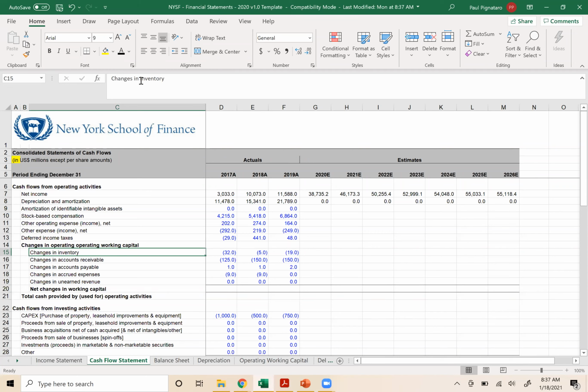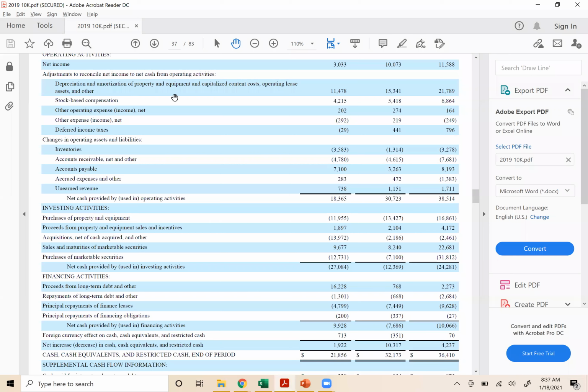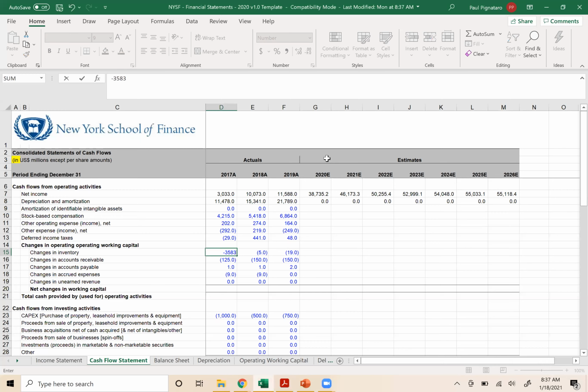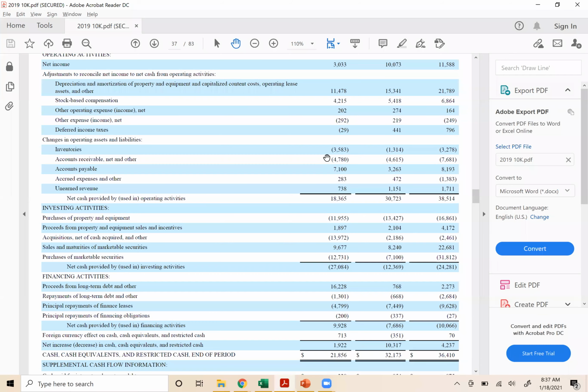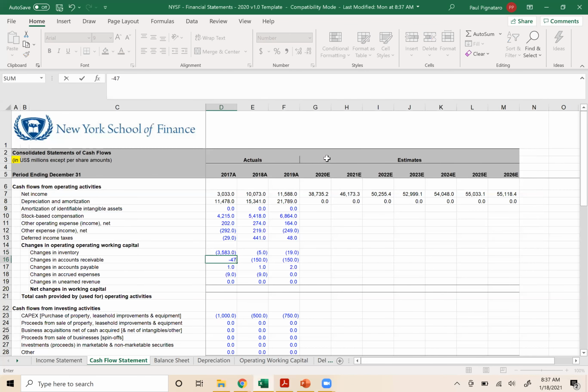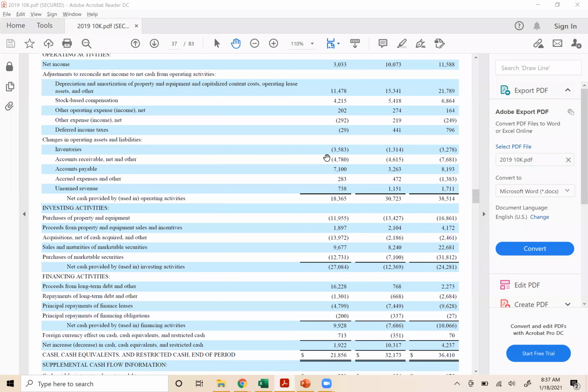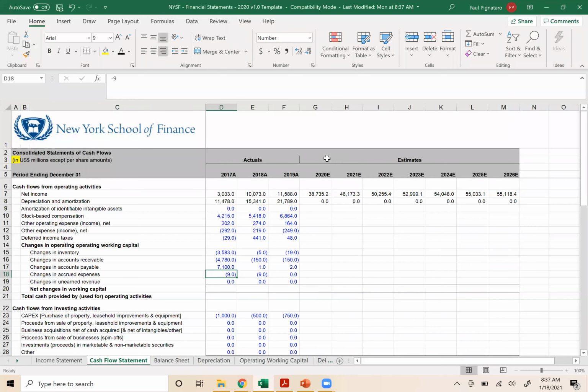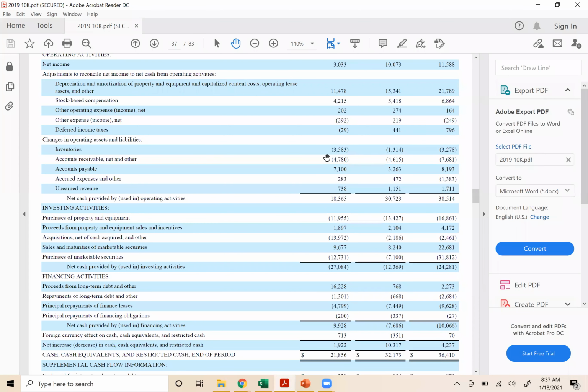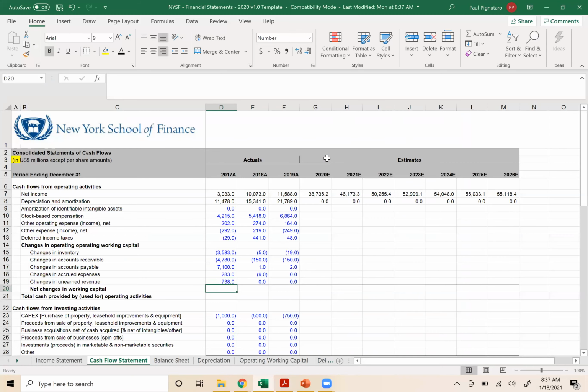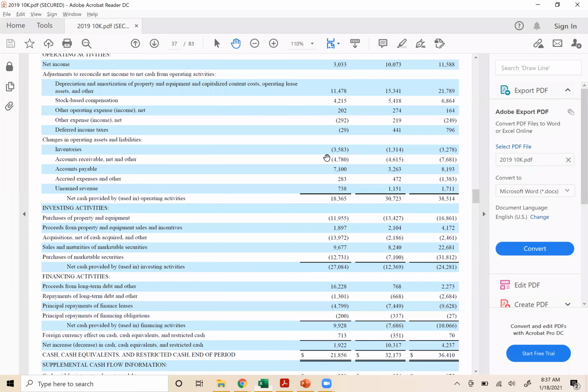Okay, let's lay out these numbers explicitly. Inventory minus 3583. Accounts receivable minus 4780. I'm just going to do 2017 and leave you the rest. Accounts payable 7100. Accrued expenses 283. Unearned 738. A lot of companies have a total for this, but they don't.